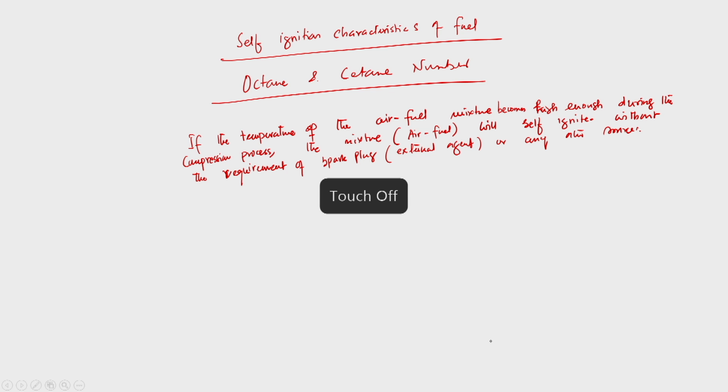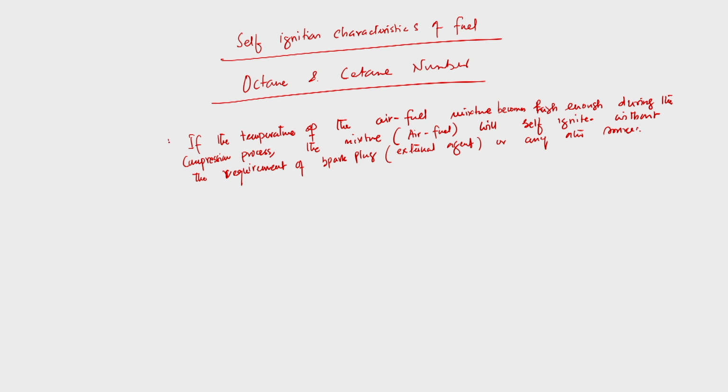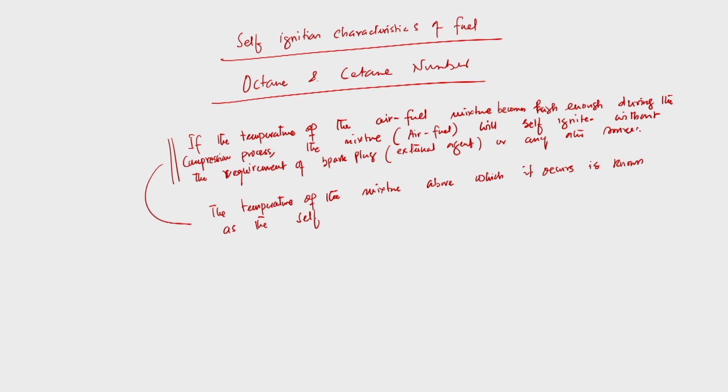So we have seen that if we can raise the temperature to a level where we do not require any external agent to ignite the fuel, and this is very important, the temperature of the mixture above which it occurs is known as the self ignition temperature of the fuel.